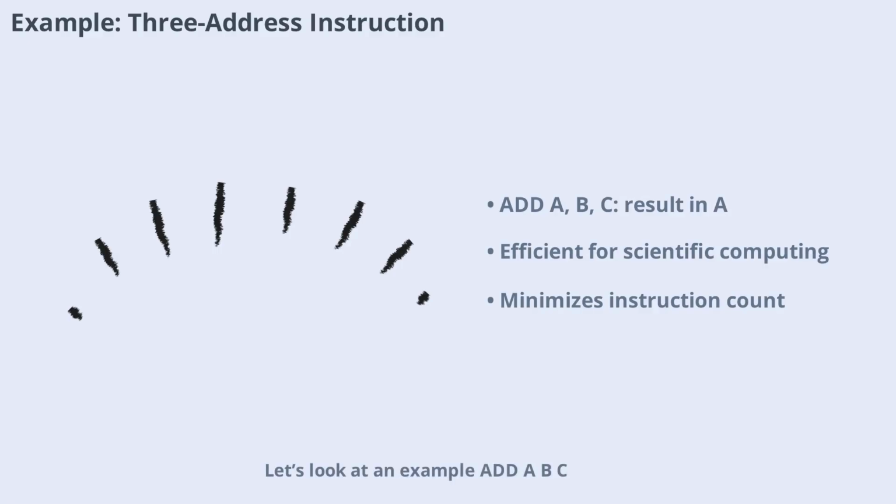Let's look at an example. Add A, B, C. The CPU fetches the values at B and C, adds them, and stores the result in A. This format is especially useful in high-performance computing and scientific applications, where complex calculations are common and minimizing the number of instructions is important.